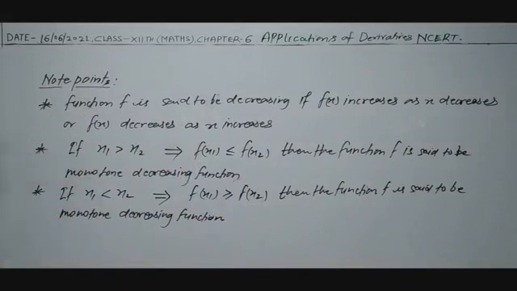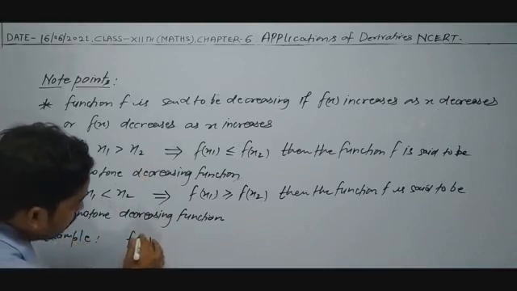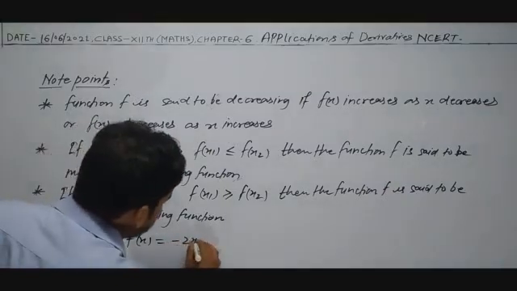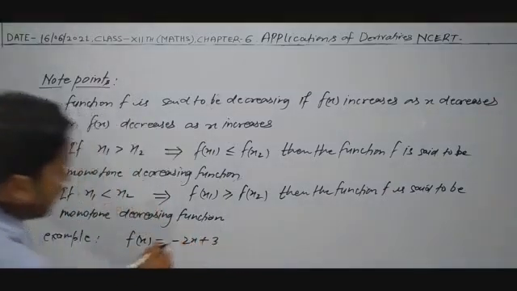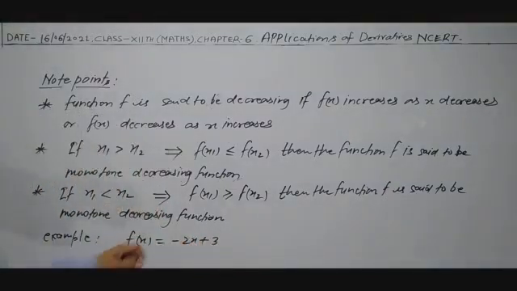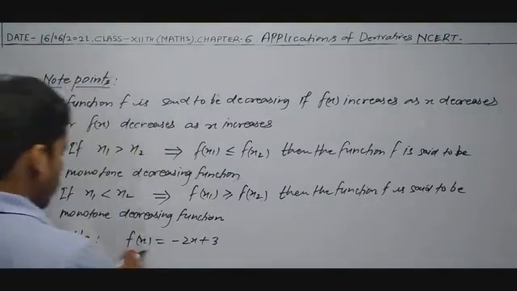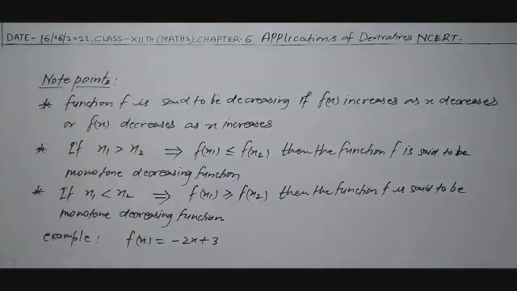And you also see an example of a decreasing function. Example, suppose f(x) is equal to minus 2x plus 3. I have taken a minus sign. This function is a decreasing function or strictly decreasing, you can say also. Now you can see its proof.